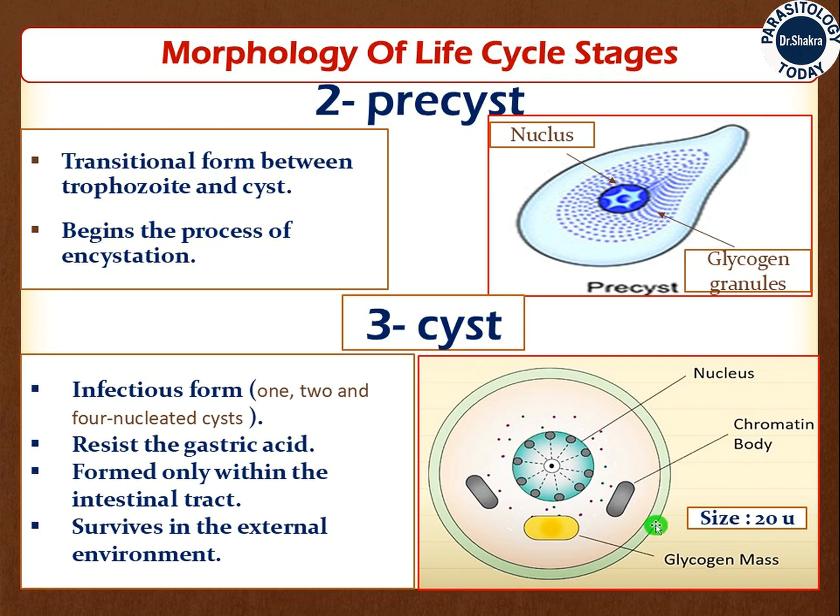3. Cyst stage. Morphology. Mature cysts are spherical, 10-20 micrometers in size, with 4 nuclei. Early cysts may have chromatoid bodies, cigar-shaped refractile structures, and a glycogen mass, which serves as an energy reserve. Both chromatoid bodies and glycogen masses typically disappear in mature cysts.